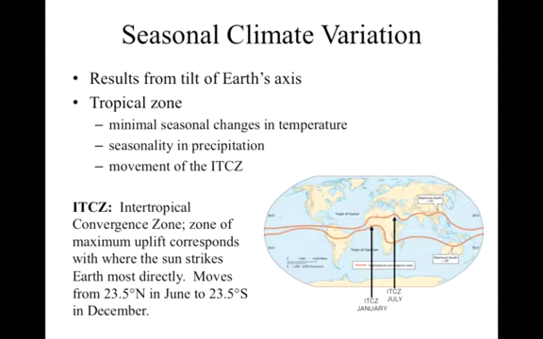And that's the equator. What we do see, though, in the tropical zones is seasonal variation in the amount of precipitation. And that's because of movement of what's known as the intertropical convergence zone. This is a zone of maximum uplift, where the maximum warming and lifting of the air up occurs, and that corresponds to exactly where the sun strikes the Earth most directly. This actually moves from 23.5 degrees north in June to 23.5 degrees south in December. And so that alters exactly where you get the most precipitation. And so you get these seasonal patterns, rainy, wet seasons and more dry seasons around the equator.